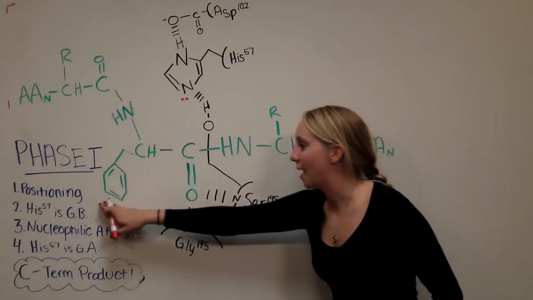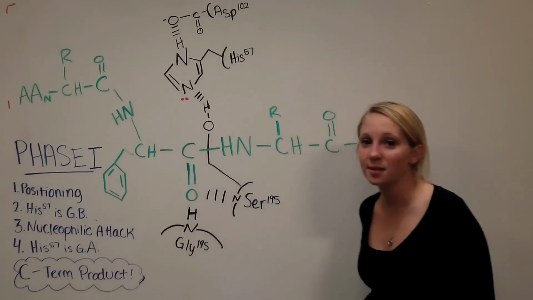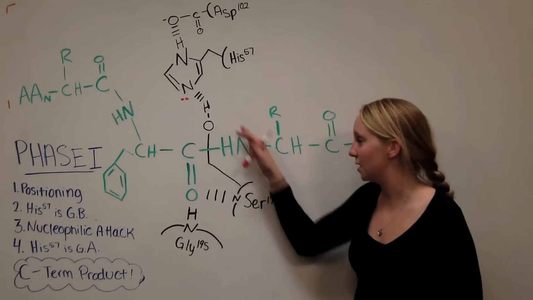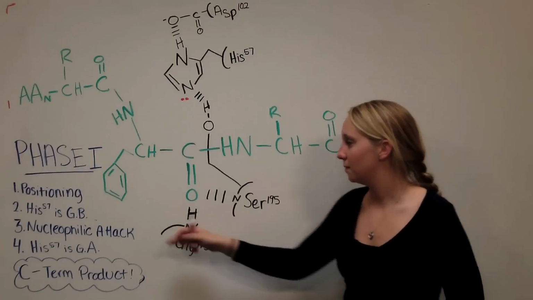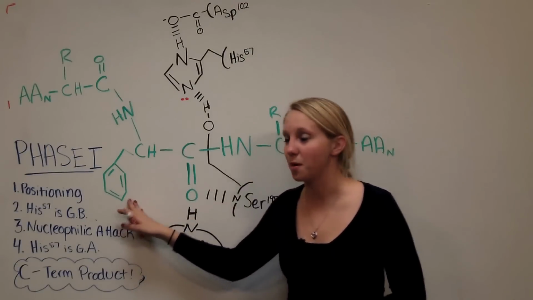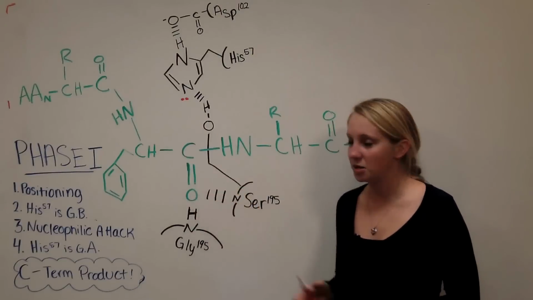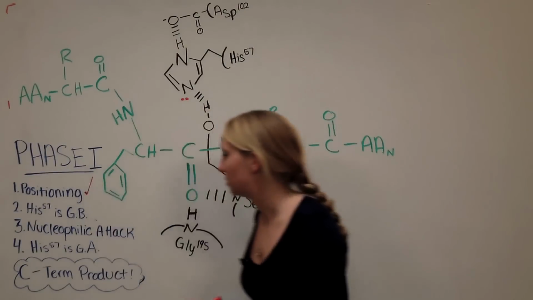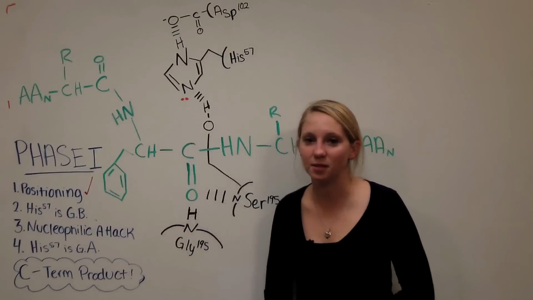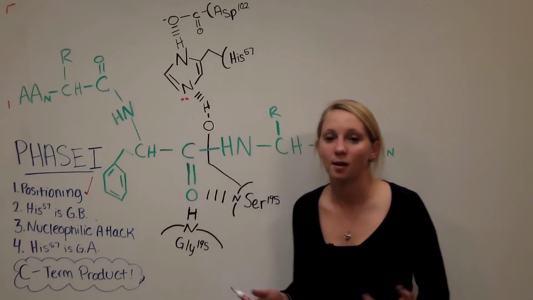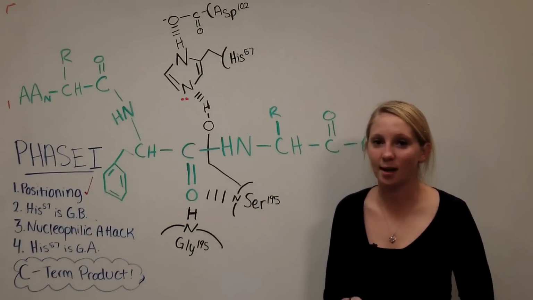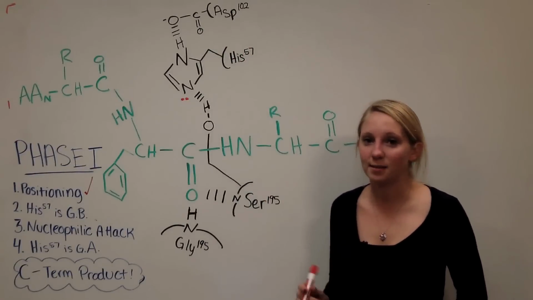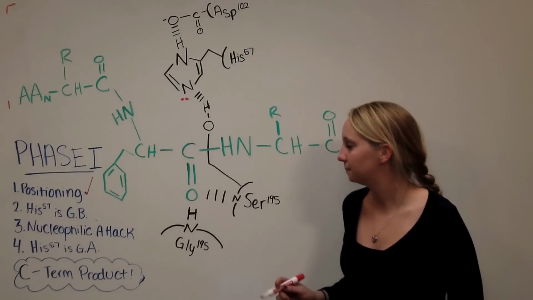So first, we're going to have our positioning step. And in this case, it's just our polypeptide chain aligning itself with the active site of the enzyme. Of course, with the aromatic group going into the hydrophobic pocket, and the carbonyl group going into the oxyanion hole. So in the next step, we're going to see histidine 57 acting as a general base. And the reason that histidine 57 can act as a general base is because this asparagine 102 residue makes it a better general base in solution.